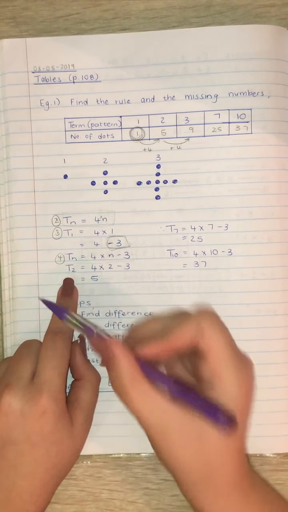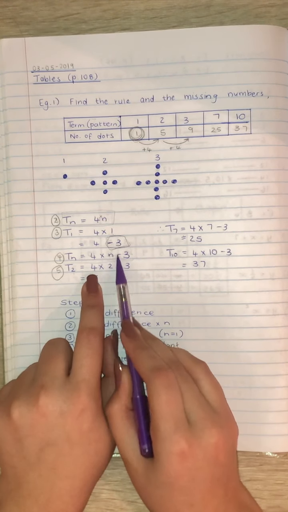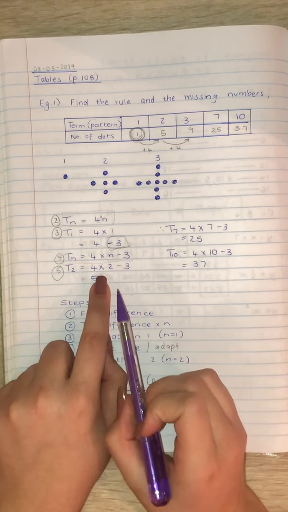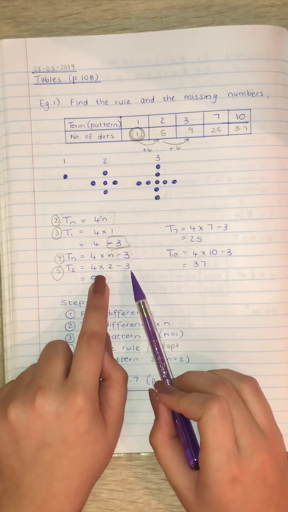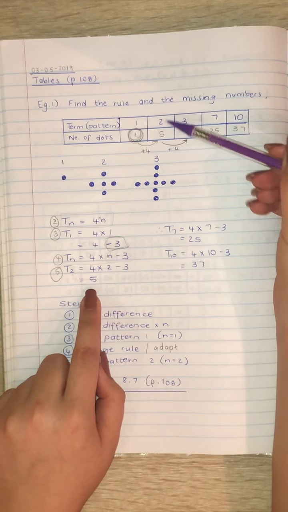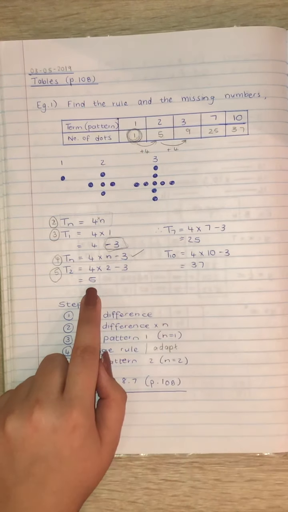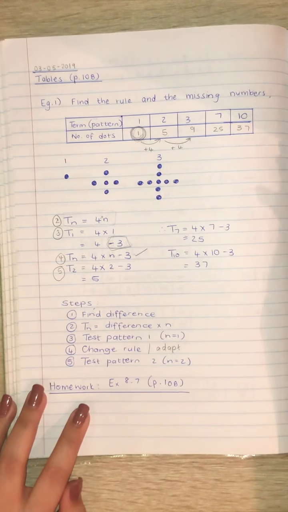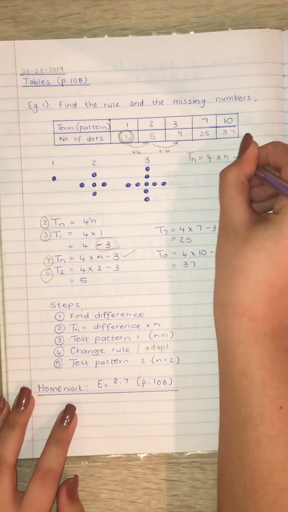So T2, this is step 5, T2 is equal to 4 times n. Now remember, n must be 2, so 4 times 2 minus 3. BODMAS says we do multiplication first, so 4 times 2 is 8, minus 3 is then equal to 5. Now you go to your table where the pattern number is 2. What must my output number be? It must be 5. Do I have 5? Yes, so I know that rule works. So this is basically my rule for this table then. My rule will be Tn equals 4 times n minus 3.